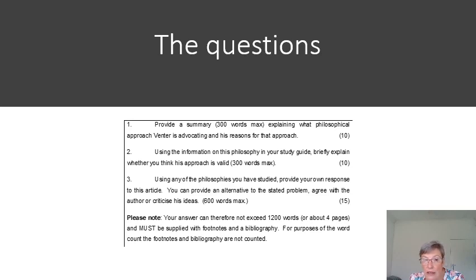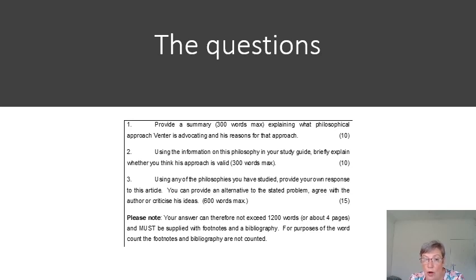Now, for questions 1 and 2, you need only the article and the study guide. Question 3 might require you to read a bit more, to go a bit further, to find more sources to explain the problem.